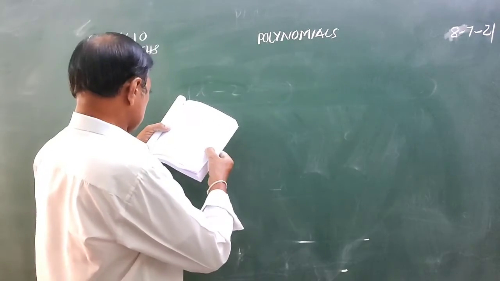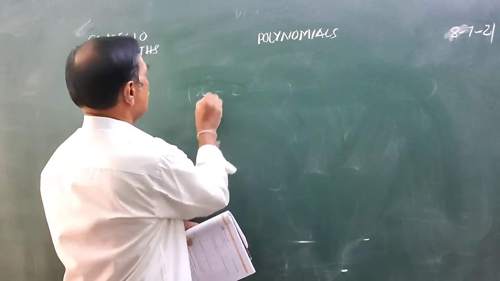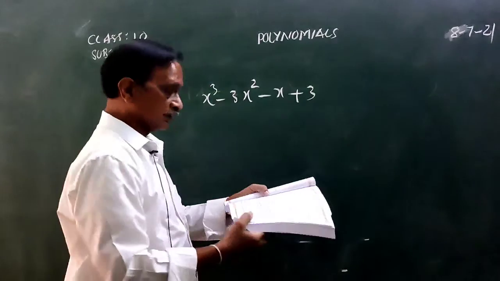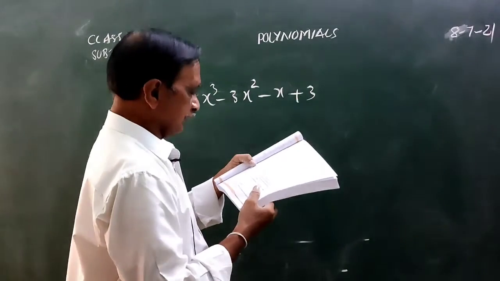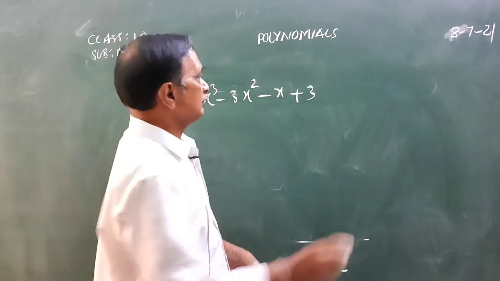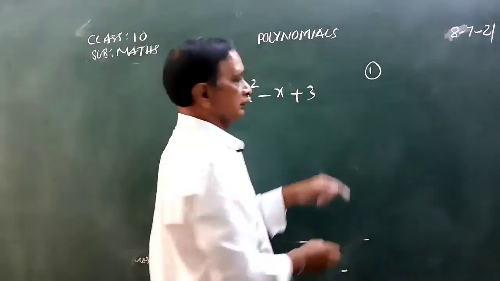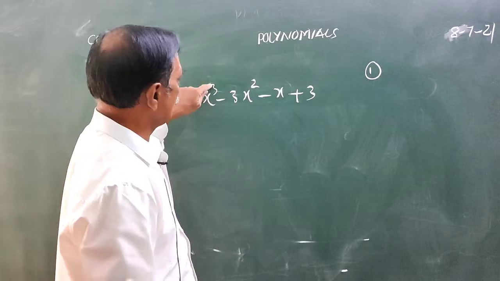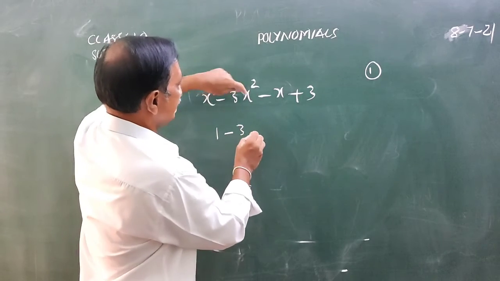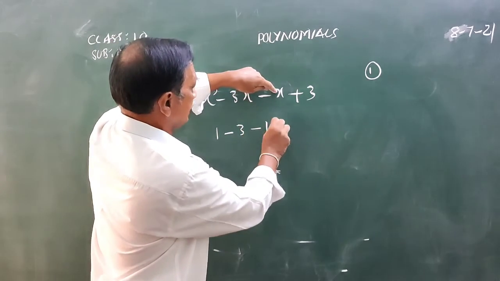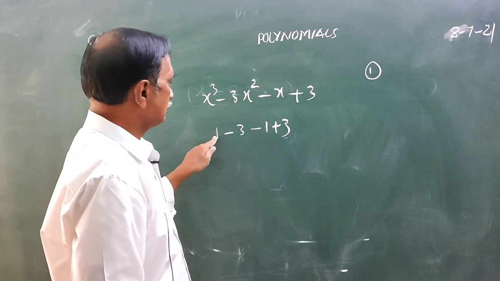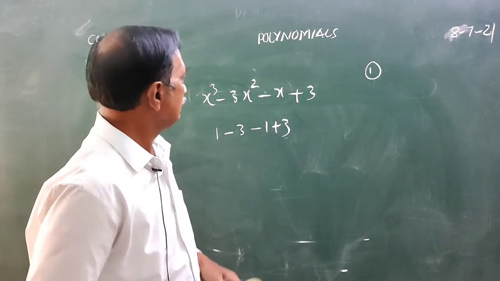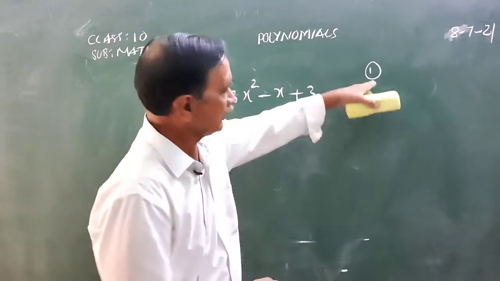Here, x cube minus 3x square minus x plus 3 is the given cubic polynomial. And here, given that 1 is a zero of this cubic polynomial, check whether 1 is a zero of this cubic polynomial or not. 1 cube, 1, minus 3 into 1 square, minus 3, minus 1 plus 3. 1 plus 3, 4, minus 3 minus 1, minus 4, 4 minus 4, 0. So here, 1 is a zero of the polynomial given.